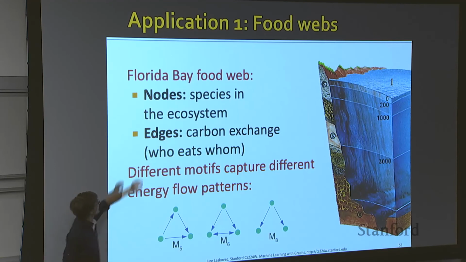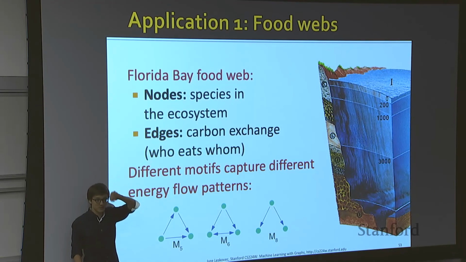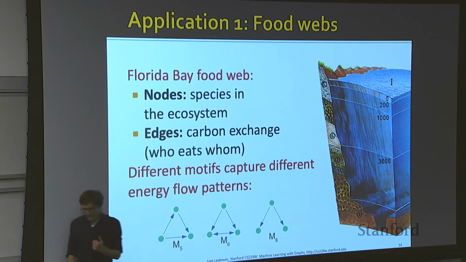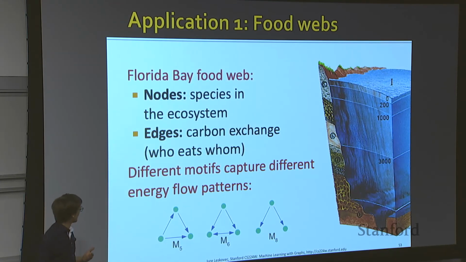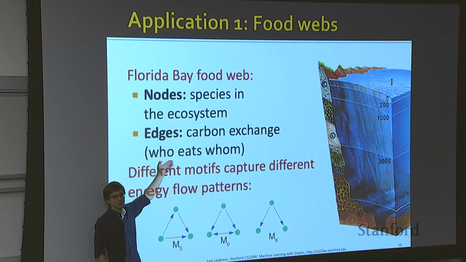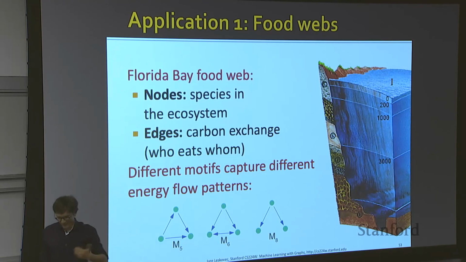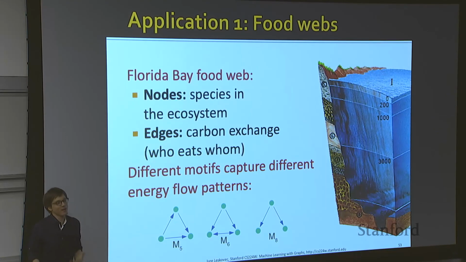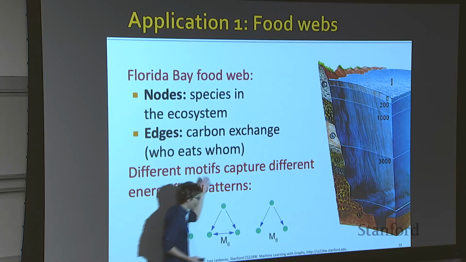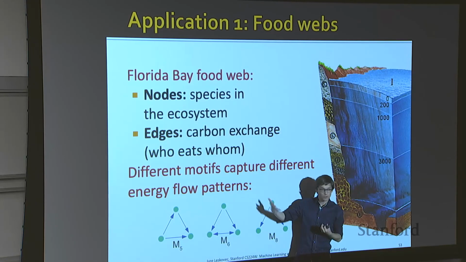Food webs are networks where nodes are species, animals, and edges are carbon exchange. And carbon exchange is a fancy way to say who's eating whom, or who's preying on whom, right? If I would give you my carbon, that would mean you'd eat my flesh, essentially, right? But that's the point. It's about who's preying on whom.